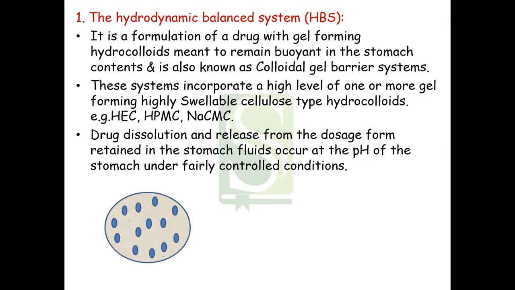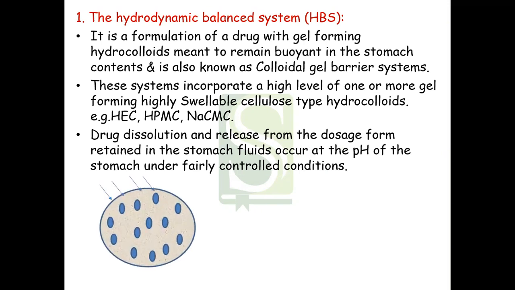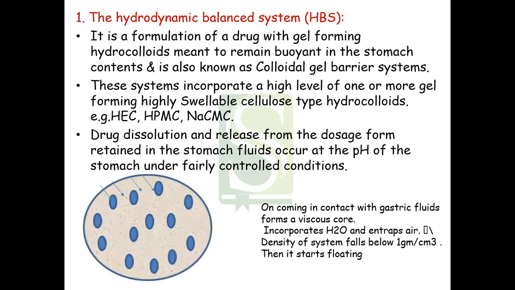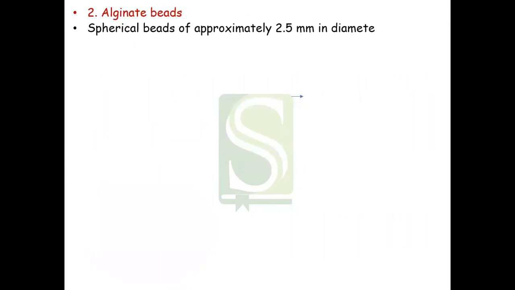Suppose this is your hydrodynamic balance system, and once it comes in contact with the gastric content, it swells. On coming in contact with the gastric fluid, it forms a viscous core. It incorporates water and it entraps air. So the density of the system falls below 1 gram per centimeter cube, and then it will start to float and the drug will be released slowly. Now the next system is the alginate beads.